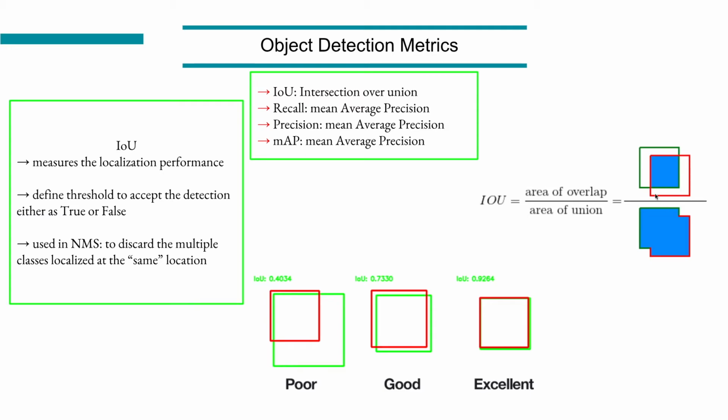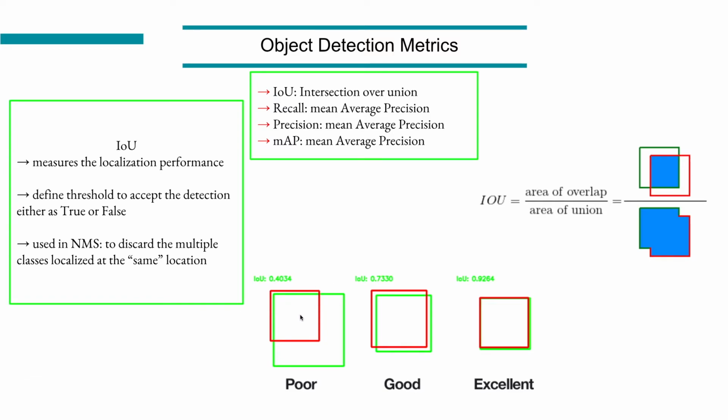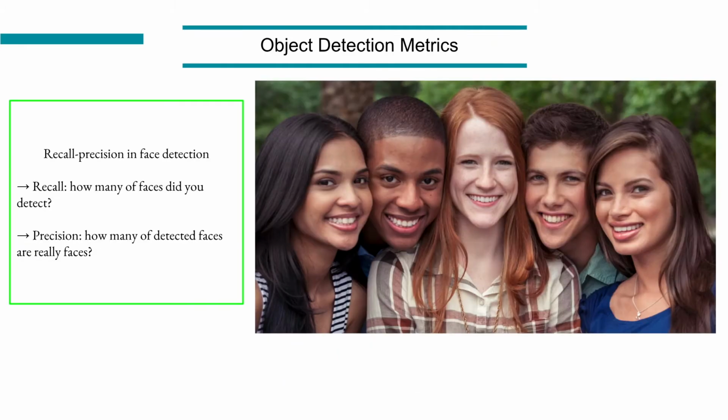So here, this one is poor localization, right? And the score is 0.4, and this is a bit better. This is 0.73. And this is excellent. It's kind of overlapping the bounding box. It is 0.92. So let's try to understand the object detection metrics in face detection.